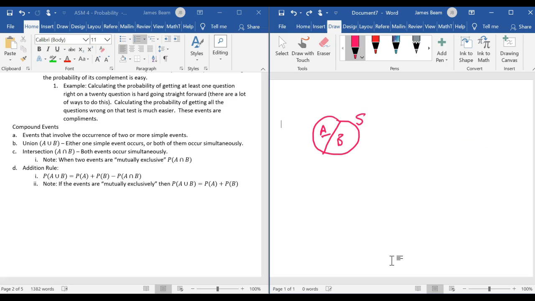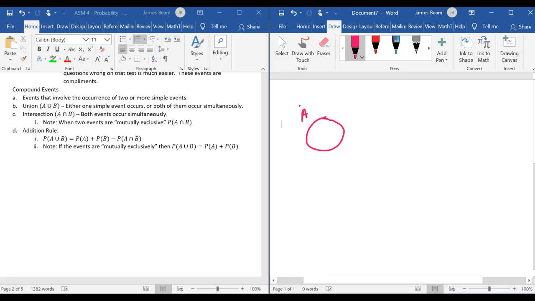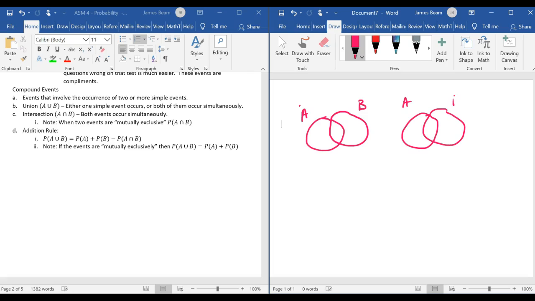Where things get interesting is when we get compound events, and this is where the Venn diagram game comes in. Compound events are events that combine 2 or more simple events. Usually we get the nice neat Venn diagram here where you have a simple event A, a simple event B. I'm going to make a second one over here, and a third one down here.